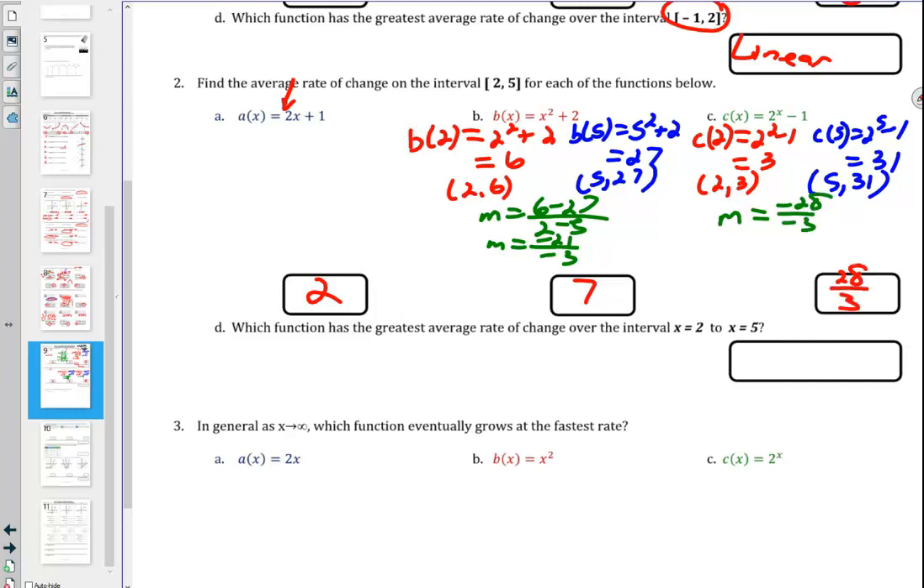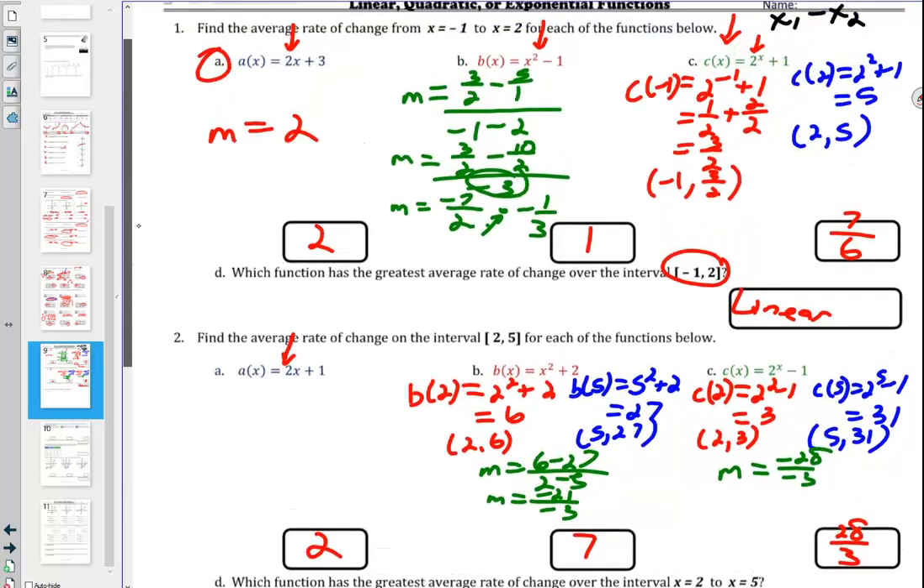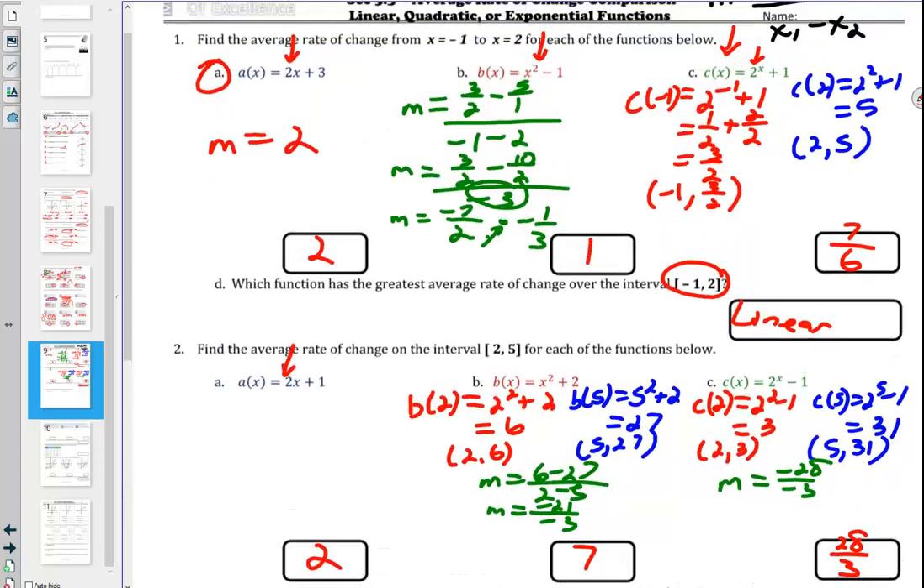So they want to know which of these had the biggest change. What's bigger, 2, 7, or 28 over 3? If you're not sure, divide 28 by 3. Get a decimal. That's going to give you 9 point something, 9.3. So what's the biggest number? Yeah, the exponential. The biggest change. And this just goes to show you what I just illustrated, which is, if you look at the intervals, they were actually the same.